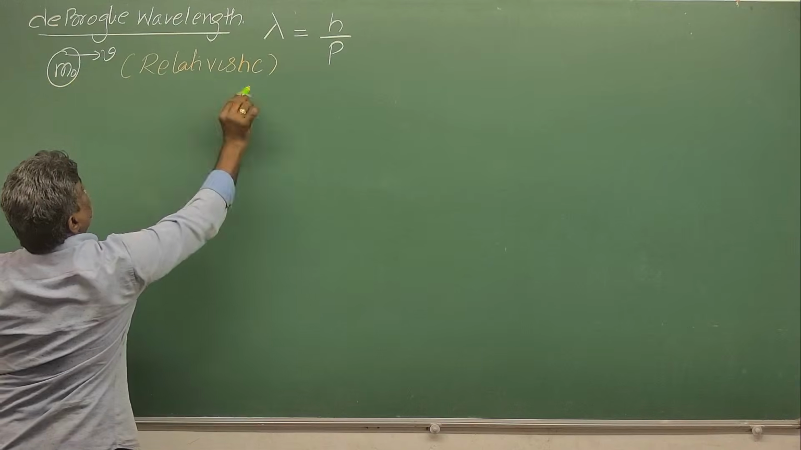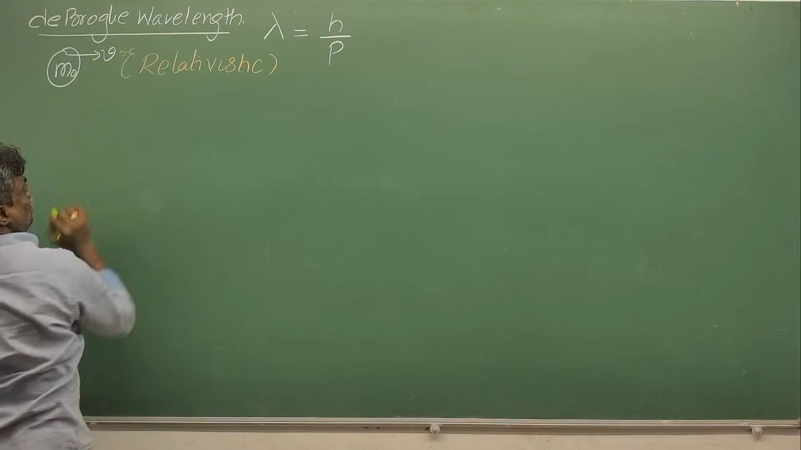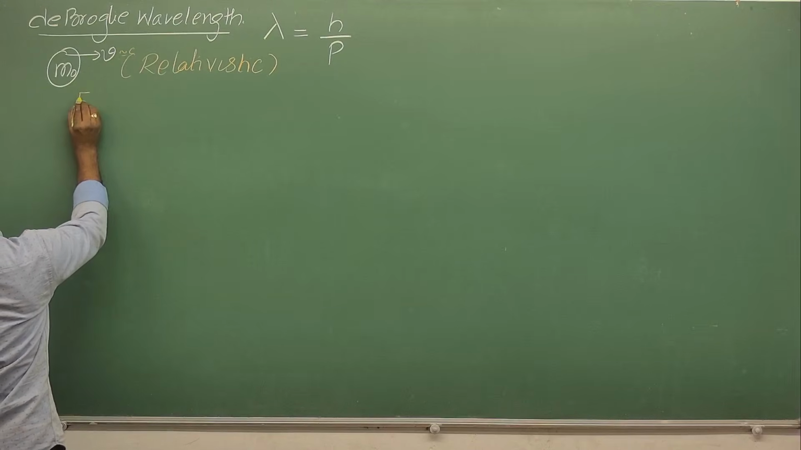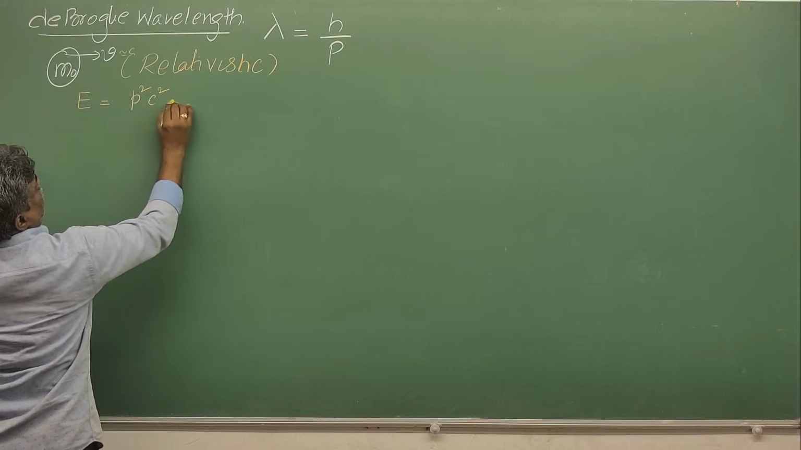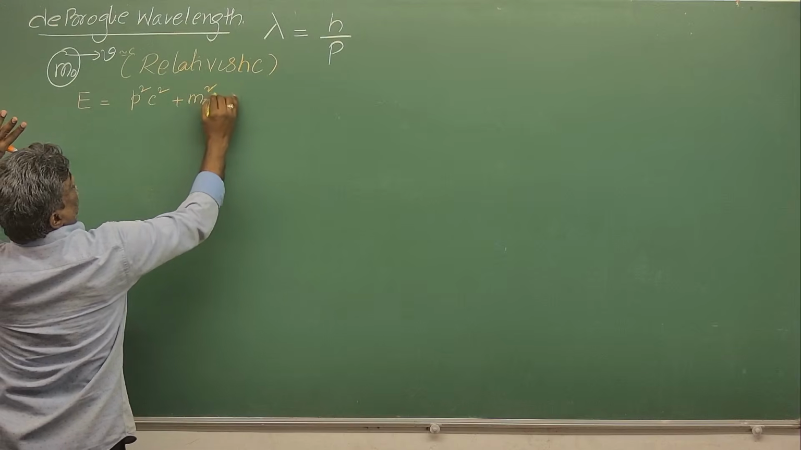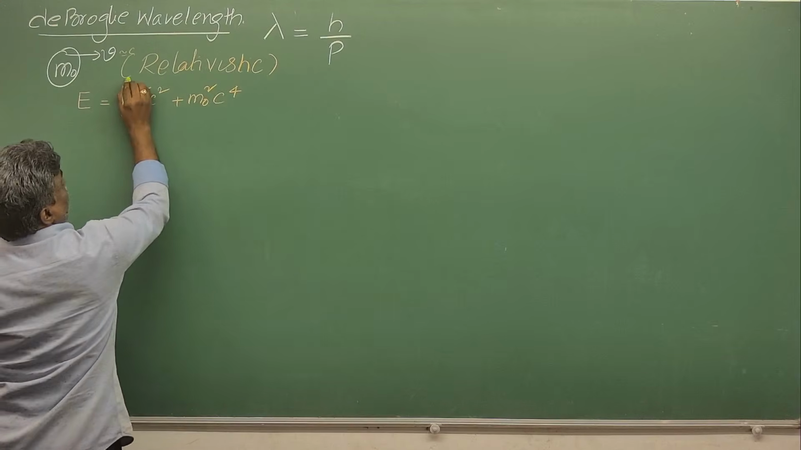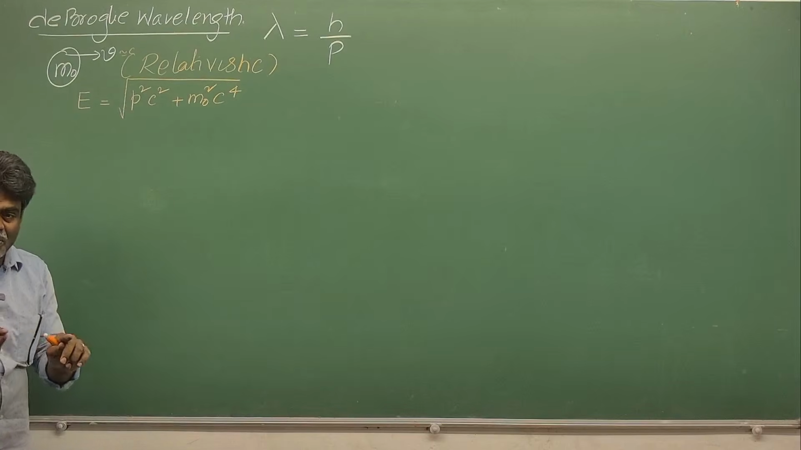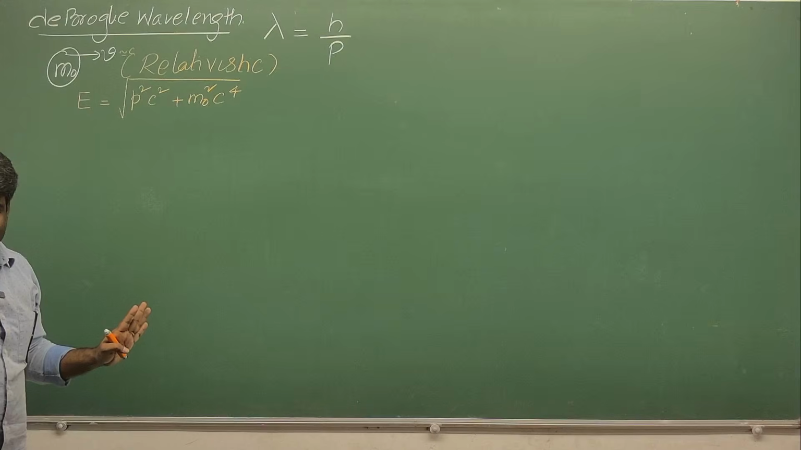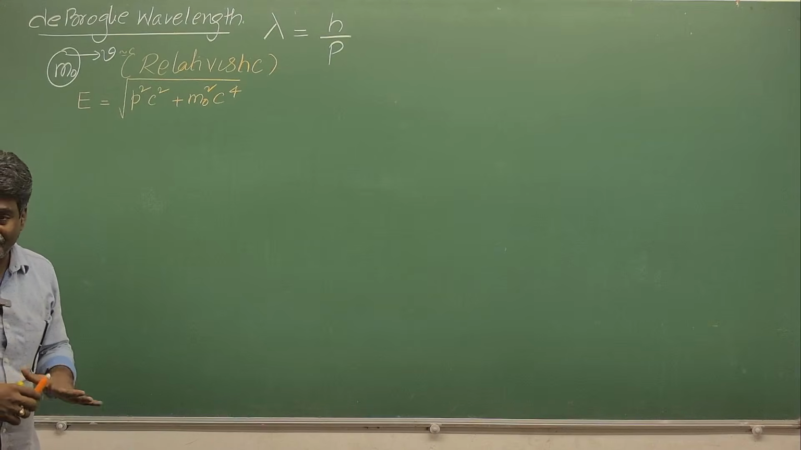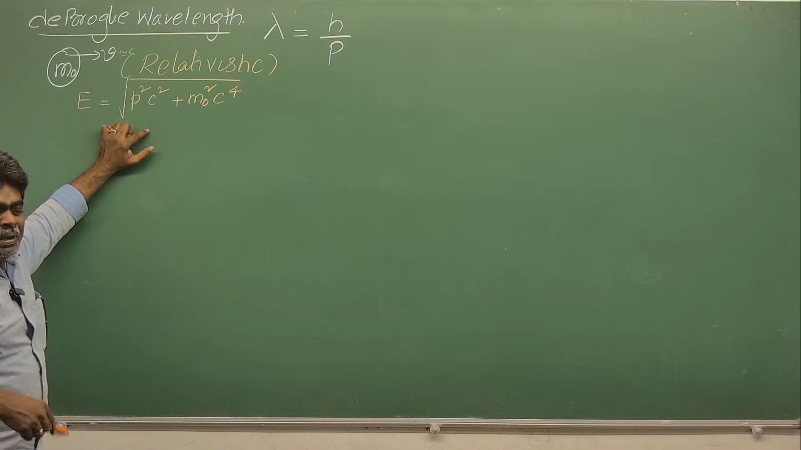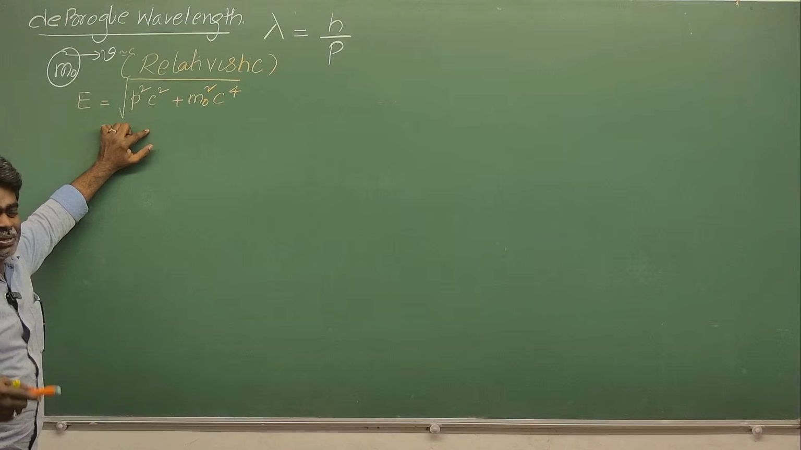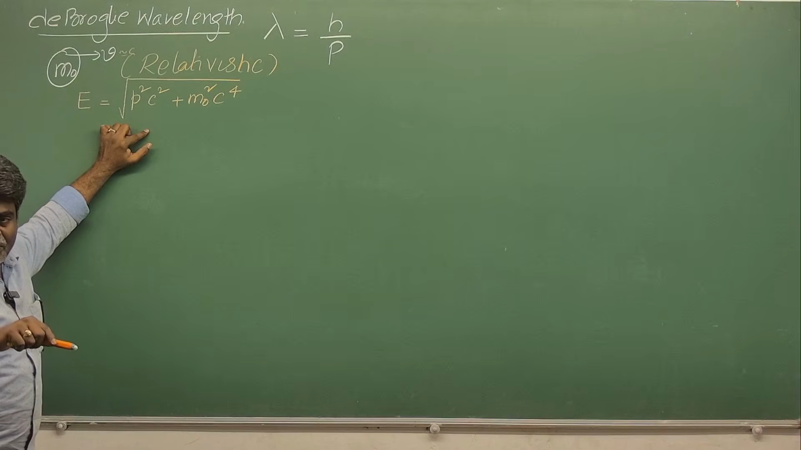Whenever a particle is moving with a high speed nearly equal to c, the total energy of the particle equals the square root of p square c square plus m0 square c power 4. If you remember that, you are so good. I am also good. Okay, right. So, the energy of a relativistic particle is the square root of p square c square plus m0 square c power 4. Earlier you forgot. Now onwards please remember.